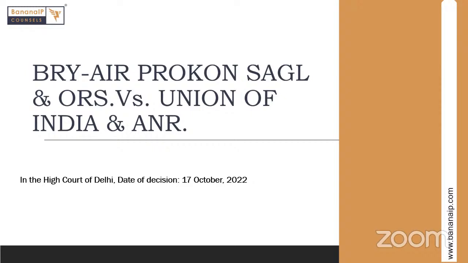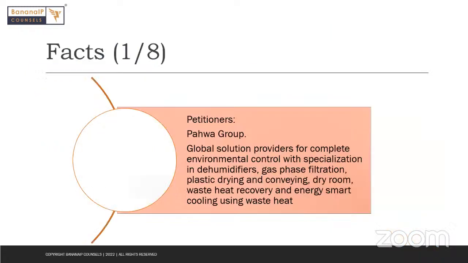Thank you, Kavya. So today I'll talk about a Delhi High Court decision concerning Dry Air, Procon, SAGL, and others versus Union of India and another. A writ petition was filed by the petitioners. The petitioners are a part of Power Group. That is, there are 3 petitioners.